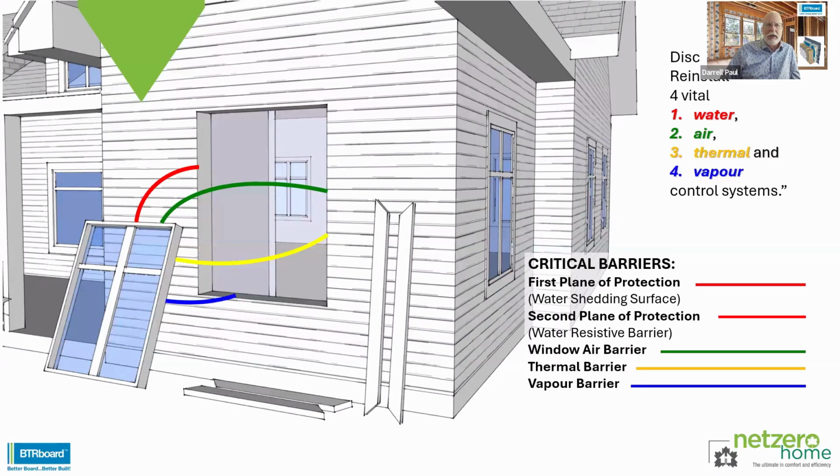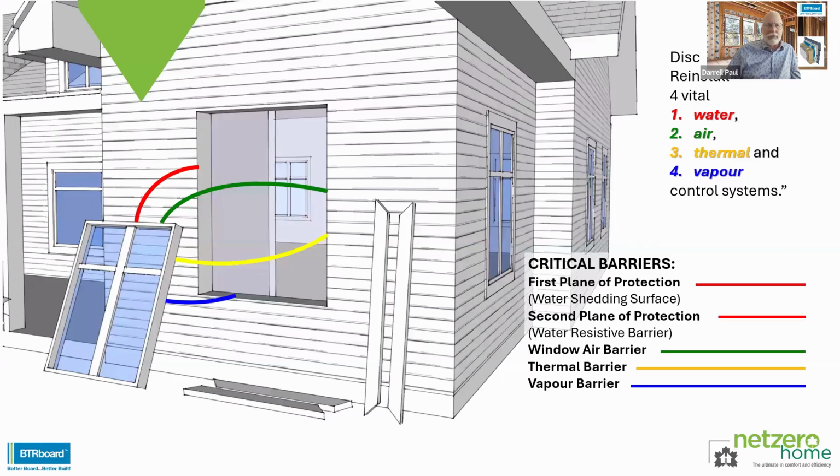So if we look at the four control layers and we put them into context with the building itself, here we have a building, we're removing a window, and we can see those critical layers or the critical control systems: water, air, thermal, vapor. Each one of those is connected to that window that we're removing and then want to put back in.